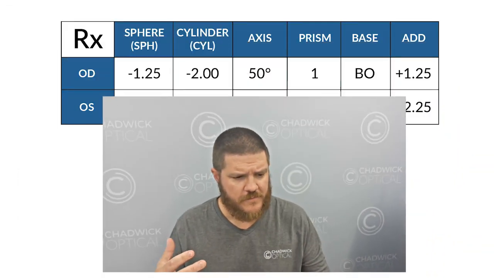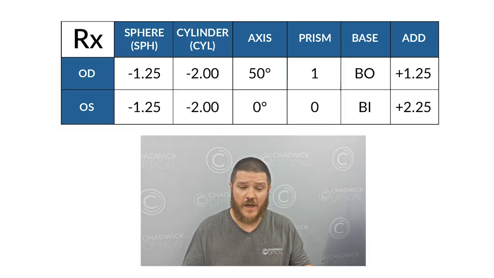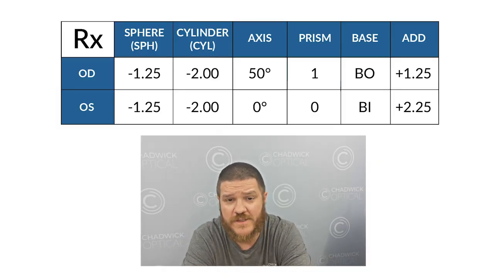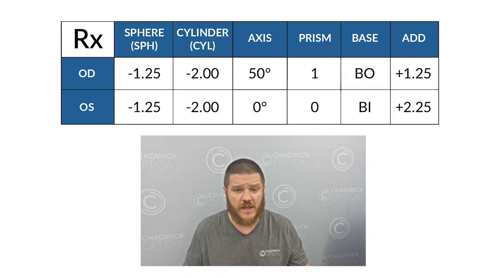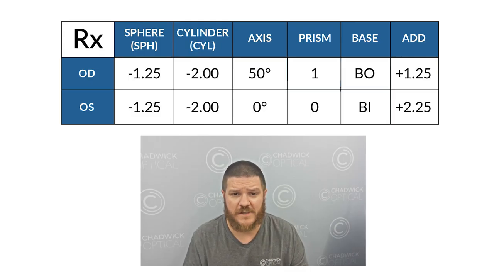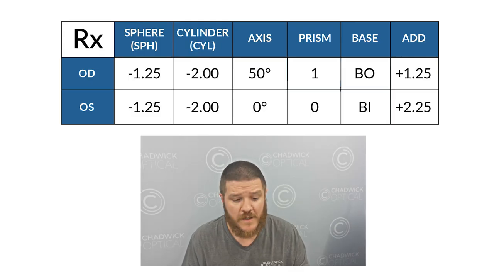Today I'm going to talk about what the numbers on your prescription mean. You have a number of numbers. One is the sphere, one's the cylinder, one's the axis. Then you have a prism and a base and an add power. All of those things are critical elements, though not everything applies to everybody.